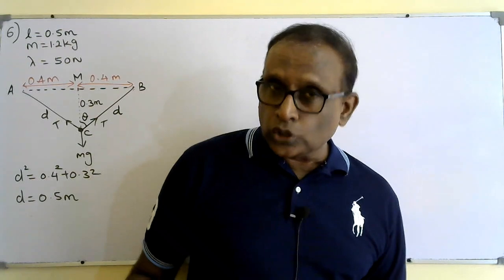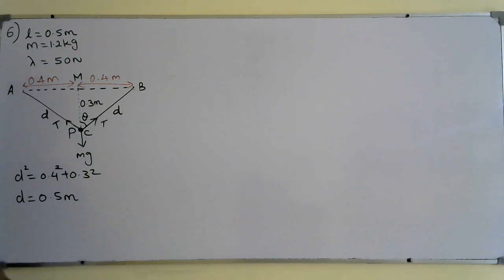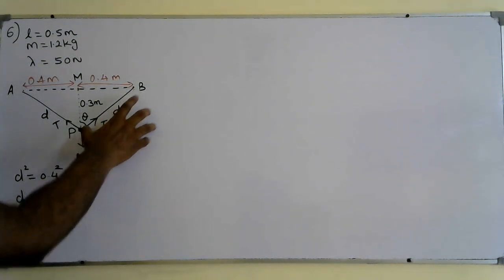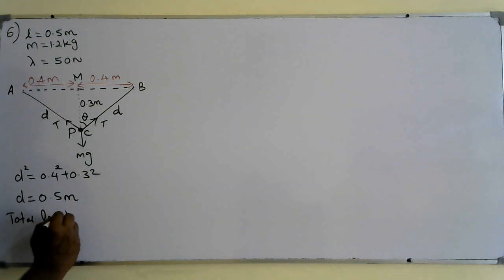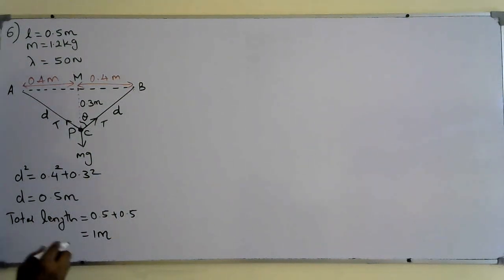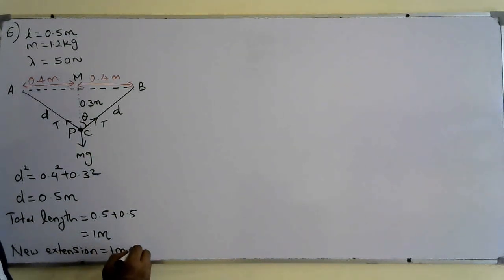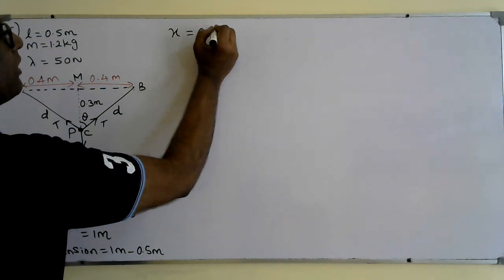We need to find the total force acting on it towards upward direction. Is it on the particle P? So the distance is, the length CB is 0.5. So the total length now equals 0.5 plus 0.5. That is 1 meter. So what is the new extension? New extension equal 1 meter minus 0.5 meters the actual natural length. So the new extension x equal 1 minus 0.5, 0.5 meter.